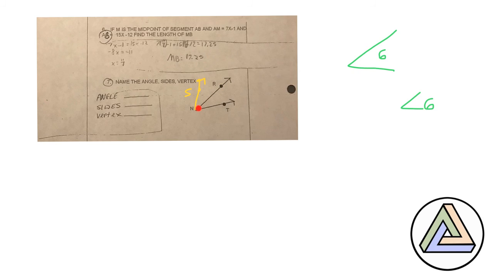So if it was like this, then you couldn't just call it angle N, but it so happens that we have a simple situation where if we were to call it angle N, we could get away with it because there's no other angle that this could be confused by. So I'm going to do a little asterisk here.